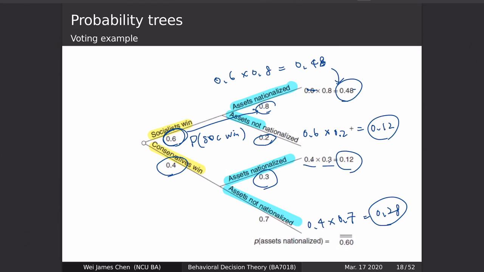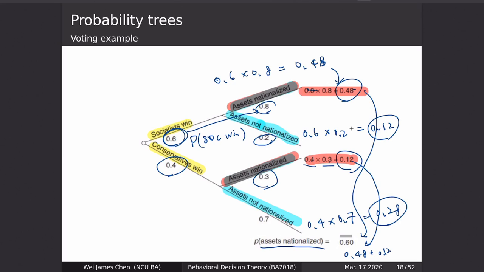And suppose now the question you want to know is, you don't care whether socialist win or the conservative win. You only care whether your asset will be nationalized. So how do you do that? The event that your asset is nationalized is actually here and here, right? So you care about only the probability here and the probability here. So you add these two together. 0.48 plus 0.12 equals 0.6. So you know the probability of your asset being nationalized is 0.6.